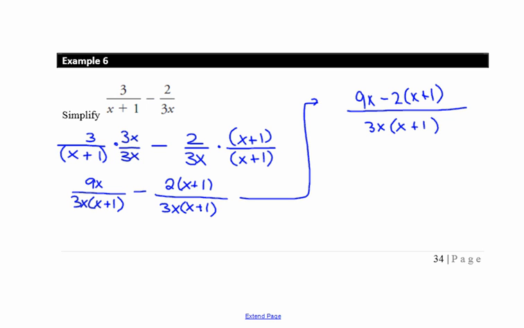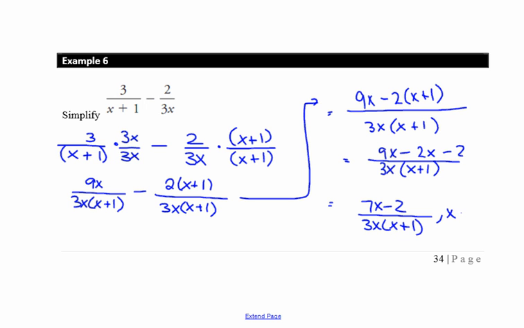So simplifying the top, what do we have to do still? Distribute. So 9x minus 2x minus 2, or 7x minus 2. And non-permissible value? Tough. Yeah, adding and subtracting was the toughest part. 0 and negative 1.